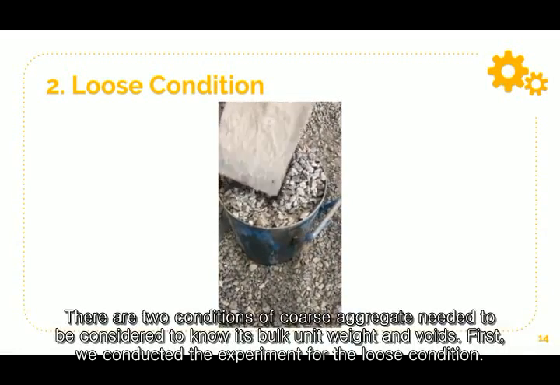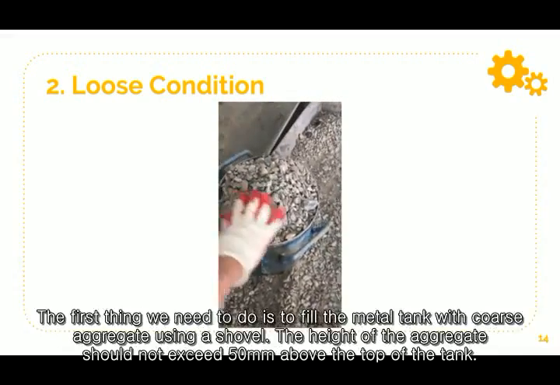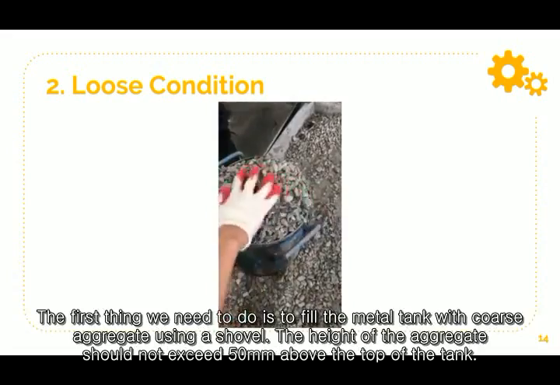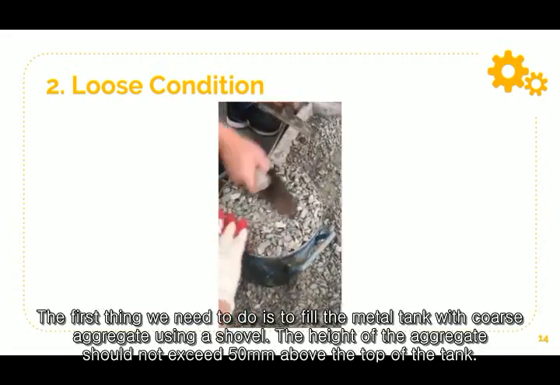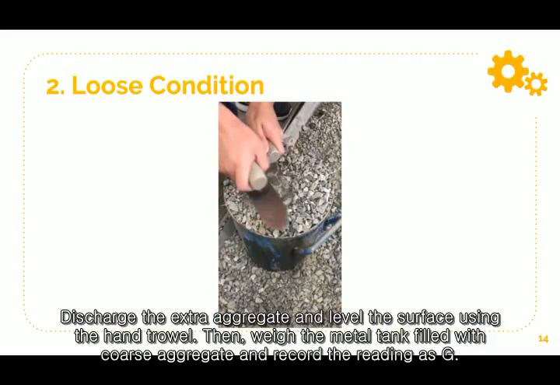First, we conducted the experiment for the loose condition. The first thing we need to do is to fill the metal tank with coarse aggregate using a shovel. The height of the aggregate should not exceed 50 mm above the top of the tank. Discharge the extra aggregate and level the surface using the hand trowel. Then weigh the metal tank filled with the coarse aggregate and record the reading as G.